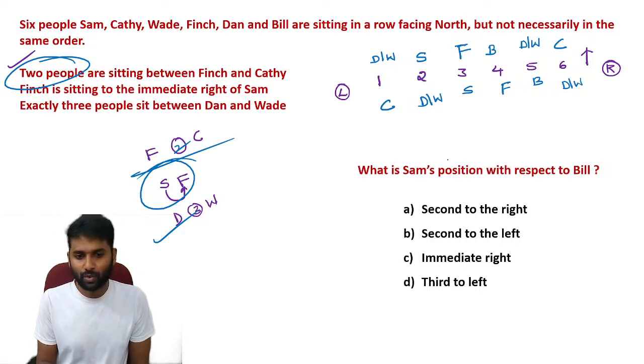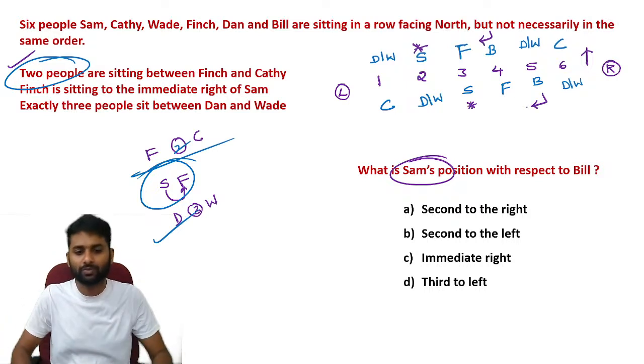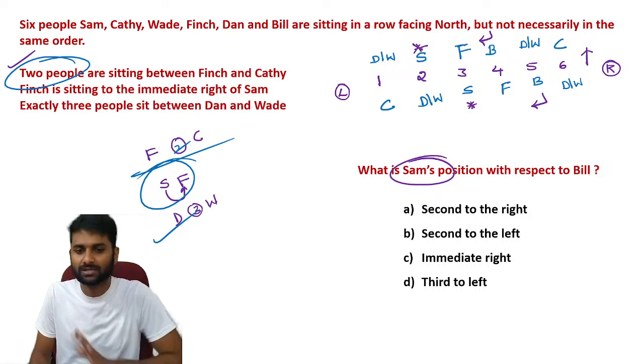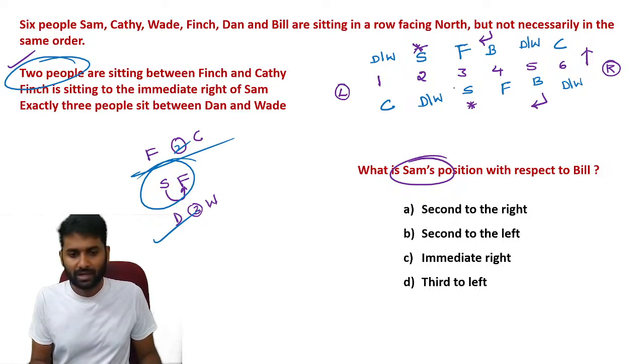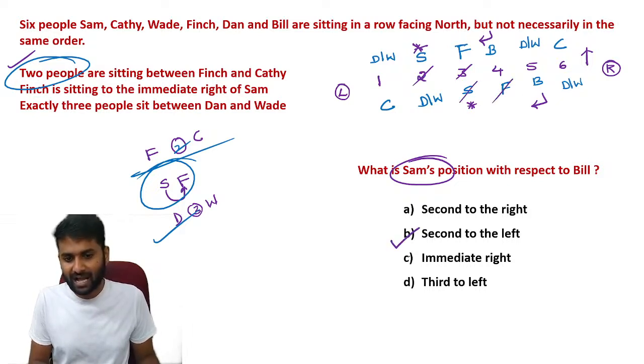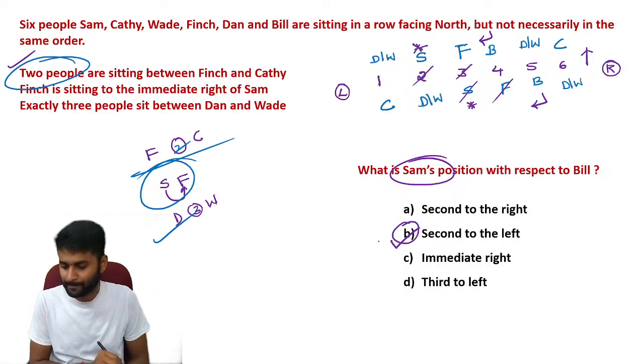Now go through this question. What is Sam's position? We have to identify S's position with respect to B. Guys, we have two possibilities. If in the two possibilities you get different answers, choose that it cannot be determined. Now see, S is first left, second left. In possibility 2 also, first left, second left. So the answer is that Sam's position is second to the left of B. So the answer is B.